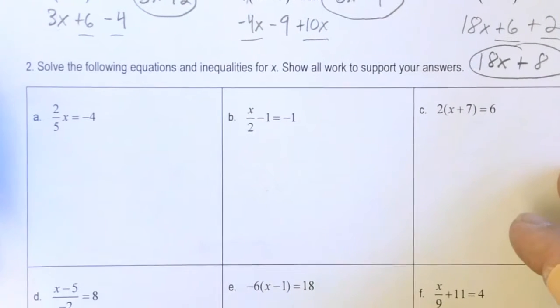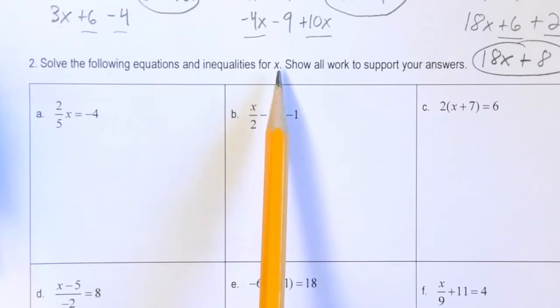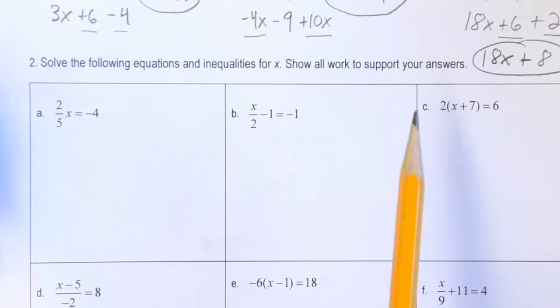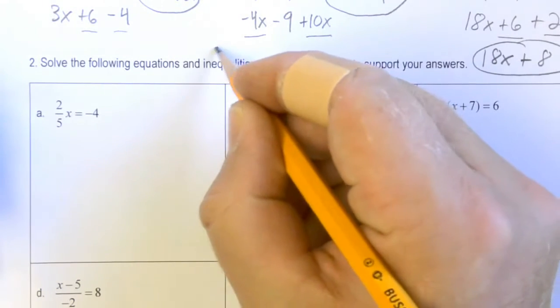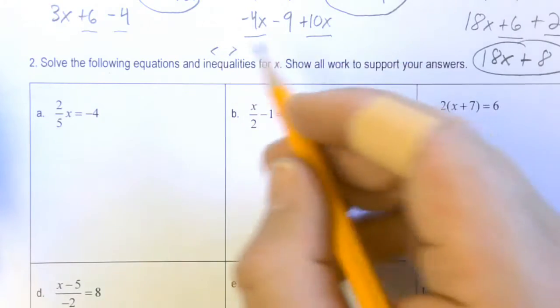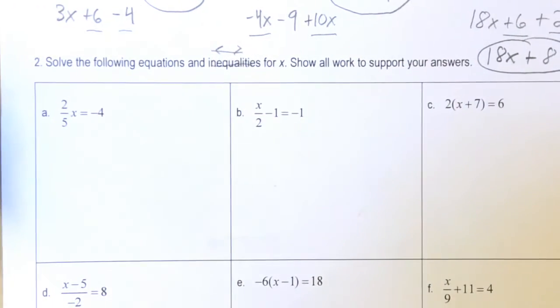Let's read the instructions, see what we're going to be doing. We are solving the following equations and inequalities for x. Show all your work. All right, we are just solving. Even if we have what looks like these, actually A through F, if you're following along in your packet, there are no inequalities. Inequalities is when we have a less than sign or a greater than sign. So A through F is just regular equations because they are all equal.